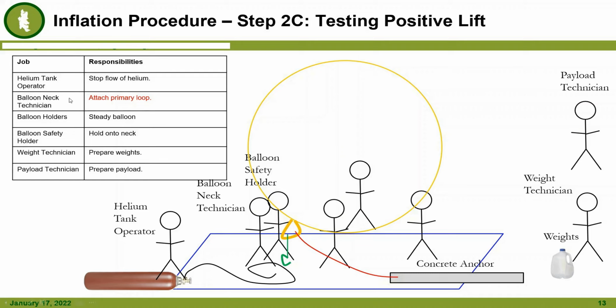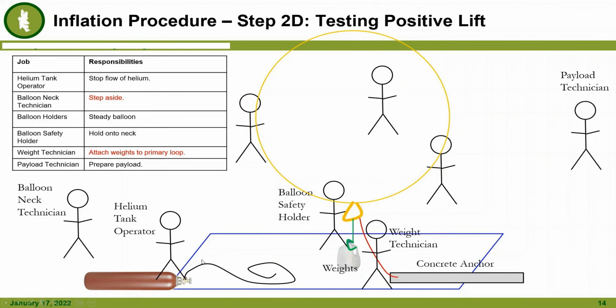So the balloon neck technician can simply attach that loop to the balloon, and we're ready for our next step. What we're going to do now is get ready to test the amount of lift that the balloon is able to produce. To do that, we have the weight technician come in and attach the water bottles, which are weighed to the appropriate amount, to this primary loop.